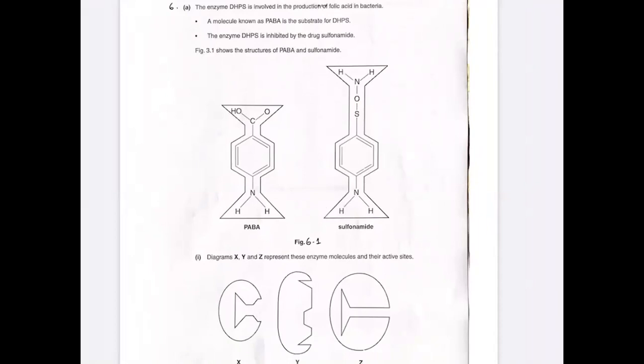Yes, they have the same groups. Both of them have amino groups. Both of them have a 6 carbon ring, or you can say both of them have a benzene ring. Okay? They are similar, aren't they? Very similar. That is why it is acting as a competitive inhibitor. Okay? Is this not clear? Did this make sense?